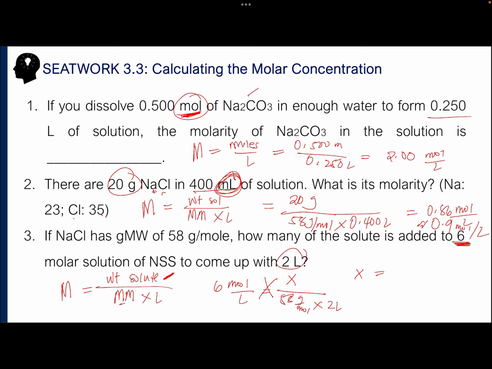So X here, or the weight of solute needed, we have 6 mole per liter times 58 gram per mole times 2 liters. Cancel out the liters, cancel out the mole, then we will have now the gram nga unit. So again, the weight of NaCl for this one is 696 gram of NaCl. So again, sa lab, dili siya directly nga calculate nato ang molarity. So usually, naay mga tendencies nga naga-prepare ta given ang molarity, and then we calculate kung pila ang ato ang need nga solute para maka-come up ta ato nga molarity.